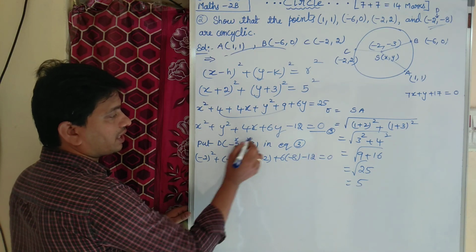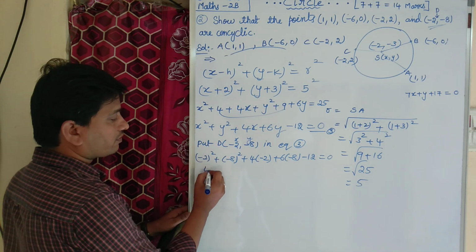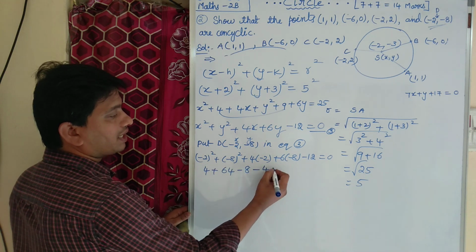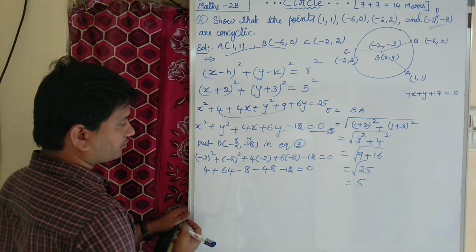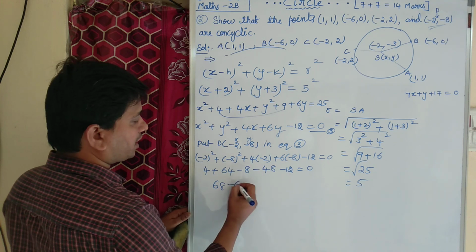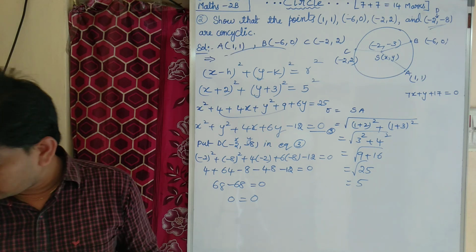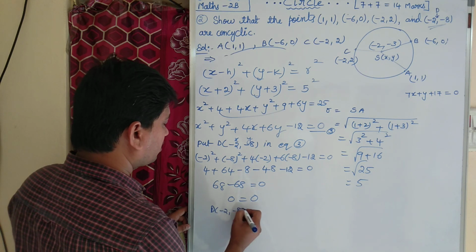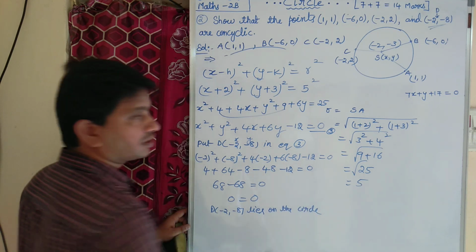Children, this is our x and this is y. In place of x we are substituting minus 2, in place of y we are substituting minus 8. Minus 2 square is 4, 8 square is 64, plus 4 into minus 2 is minus 8, plus 6 into minus 8 is minus 48, minus 12 equal to 0. So 64 plus 4, 68, minus 56, minus 12, 68. So that is 0 equal to 0. As we got 0, D lies on the circle. D of minus 2 comma minus 8 lies on the circle because we got 0.